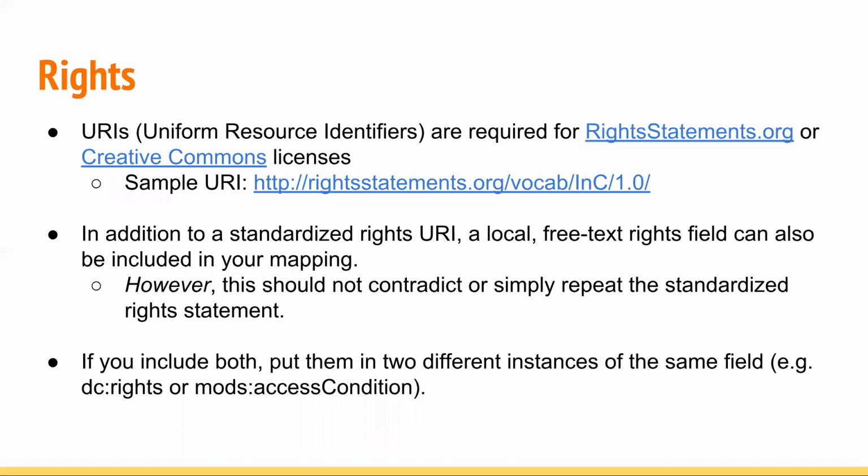So both Creative Commons and rightstatements.org provide a machine readable URI. Here's an example from rightsstatements.org. In addition to a standardized rights URI, a local free text rights field can also be included in your mapping. However, this should not contradict or simply repeat the standardized rights statements. Many institutions use different fields in their local repositories for standardized and local rights fields. If you do this, map them both to DC rights or MODS access condition for sharing with SSDN, and SSDN will separate the URI from the local rights field.